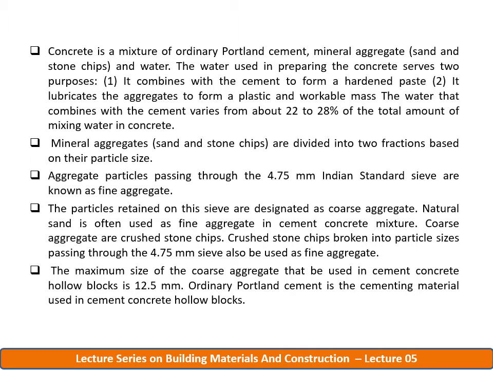Ordinary Portland cement is the cementing material used in cement concrete hollow blocks. Cement is the highest priced material. The fine and coarse aggregate are combined in such proportion that the resulting concrete is workable and has minimum cement content for the desired quality.